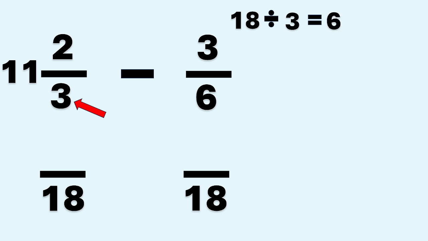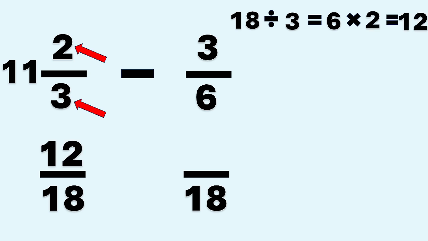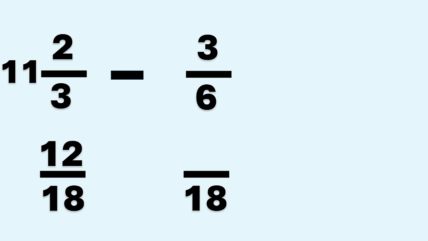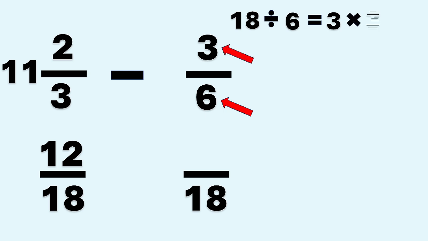Then multiply the answer by numerator 2. So 6 times 2 equals 12. Now we have here 12/18. Next fraction, we are going to divide the LCD 18 by denominator 6. So 18 divided by 6 equals 3. Then multiply the answer by numerator 3. So 3 times 3 equals 9. So we have here 9/18.